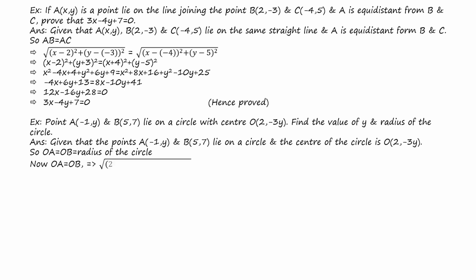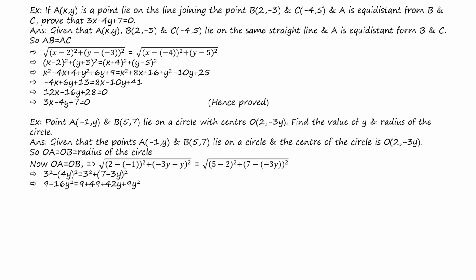Now OA equals OB can be written as the square root of (2 plus 1) whole square plus (-3y minus y) whole square equals the square root of (5 minus 2) whole square plus (7 plus 3y) whole square. Now removing the square root on both the sides, we get 3 square plus 4y square equals 3 square plus (7 plus 3y) whole square. On simplifying, we get y square minus 6y minus 7 equals 0. Doing the middle term factorization, we get (y plus 1) into (y minus 7) equals 0. That means y equals either minus 1 or y equals 7.